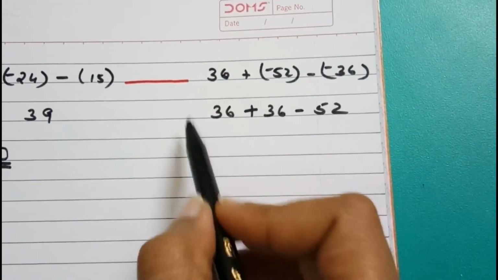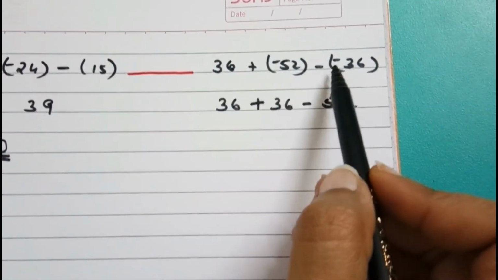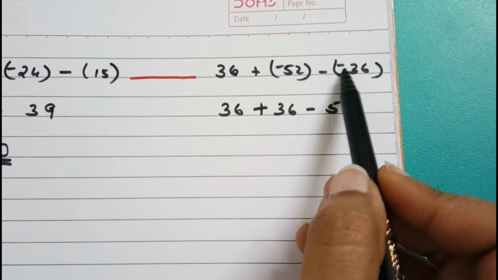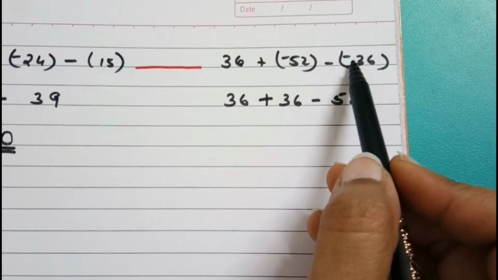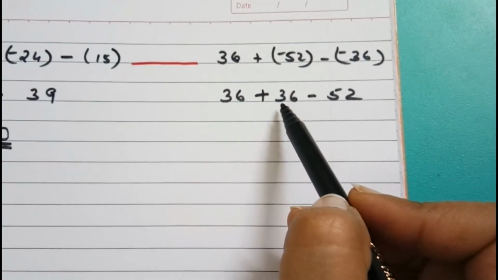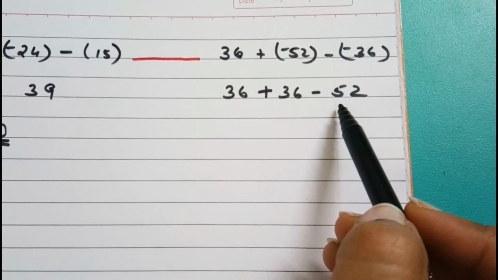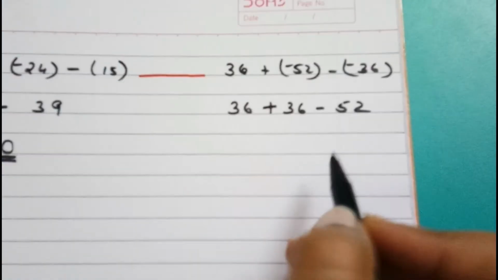Did you understand how did I take? Once again I'll say 36 brought down here. Since there are two negative signs here, negative and negative becomes positive. So this 36 will be a positive 36 and this minus 52 we brought down here. Okay, I hope it is clear now.